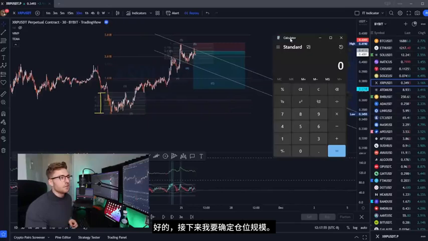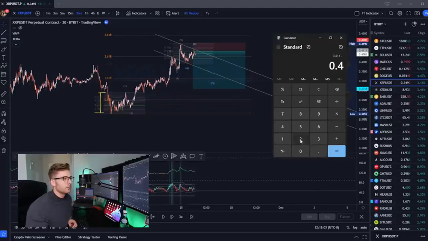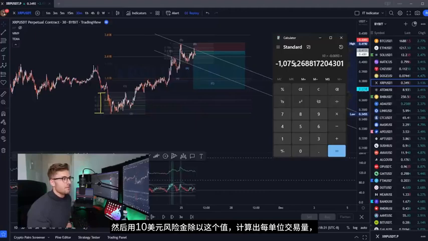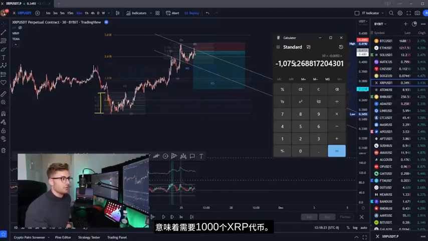Okay, so the next thing that I'm going to do is find my position size. I'm going to take 0.411, subtract my stop loss value at 0.4203. That's going to give me this value. Take my $10 risk and divide it by that value to get my unit amount for a $10 risk on this trade. Okay, so that means I need 1,000 XRP tokens.